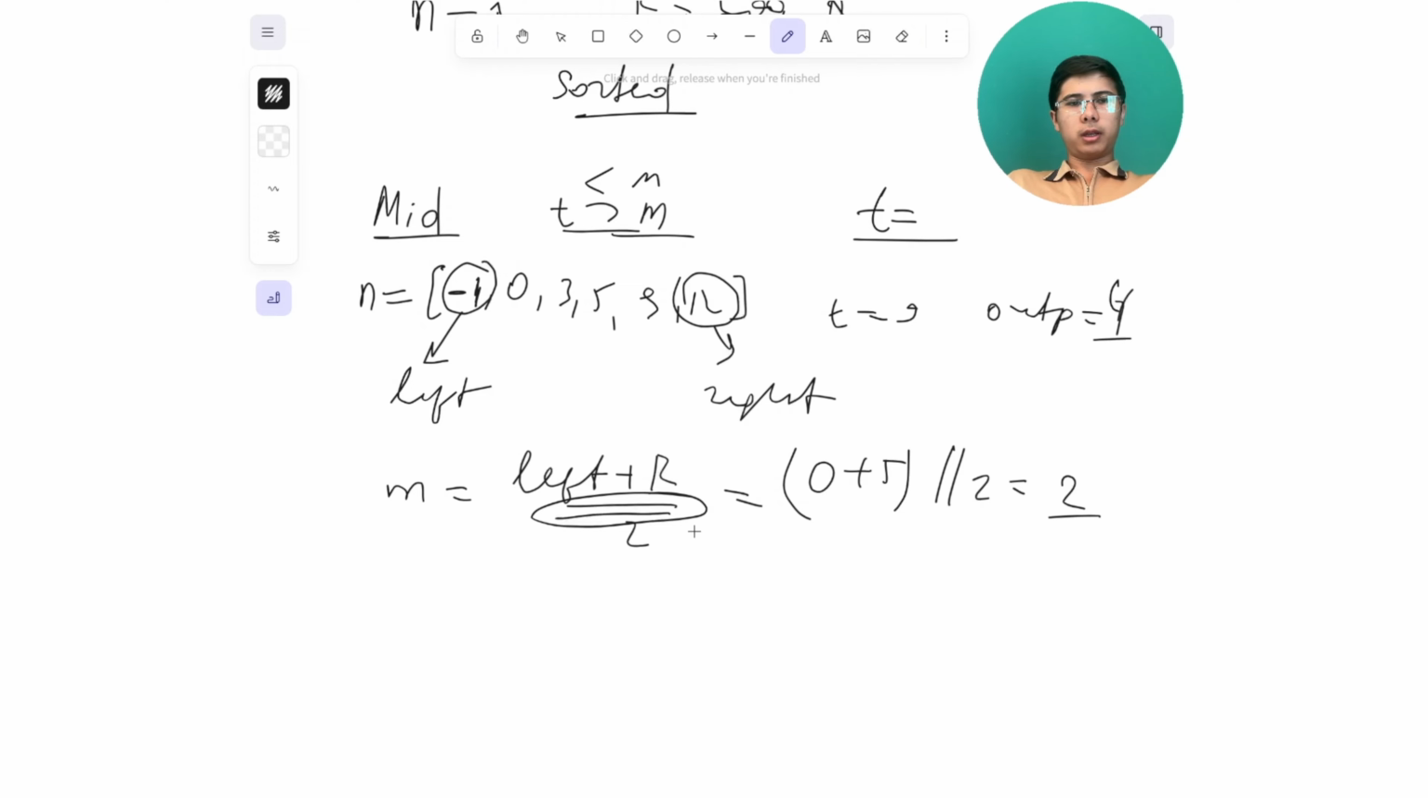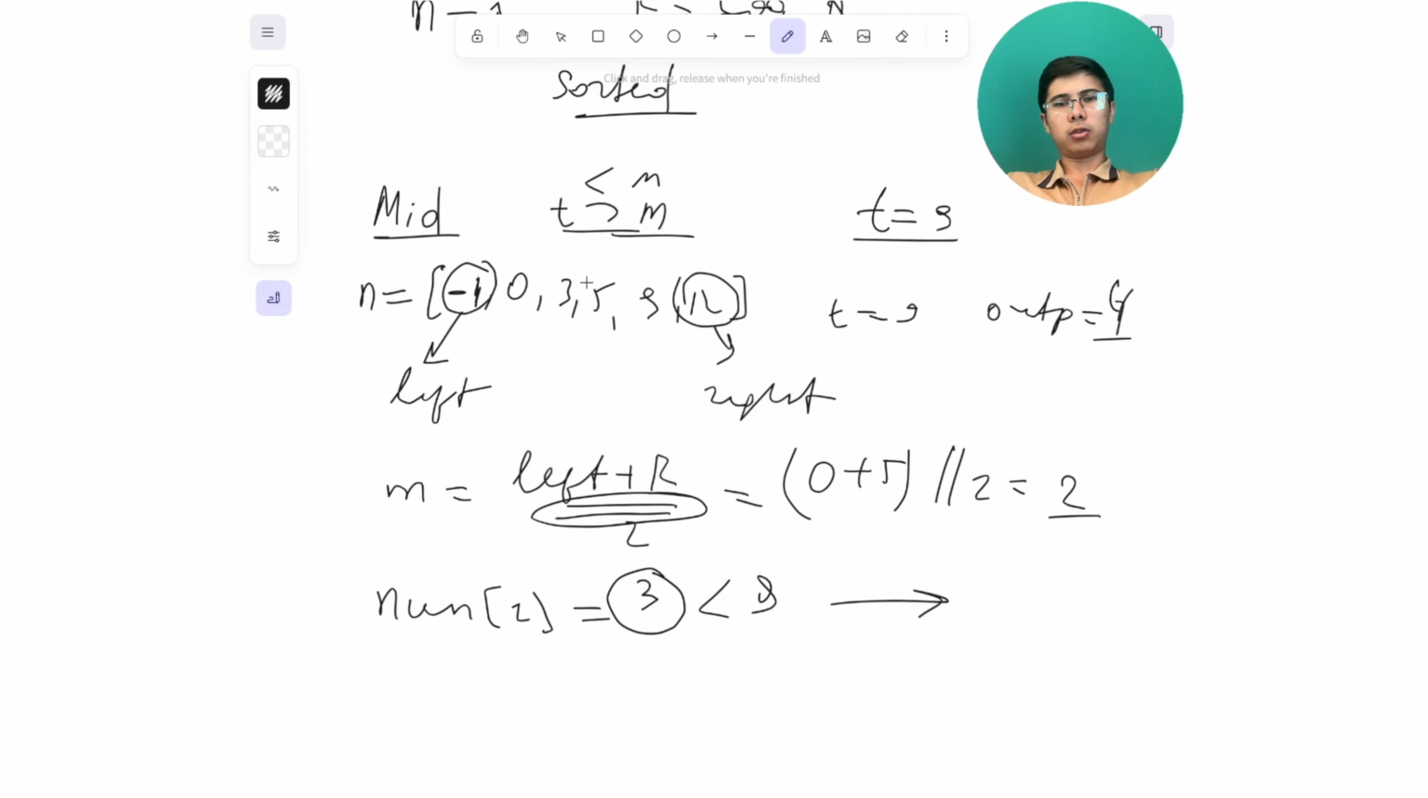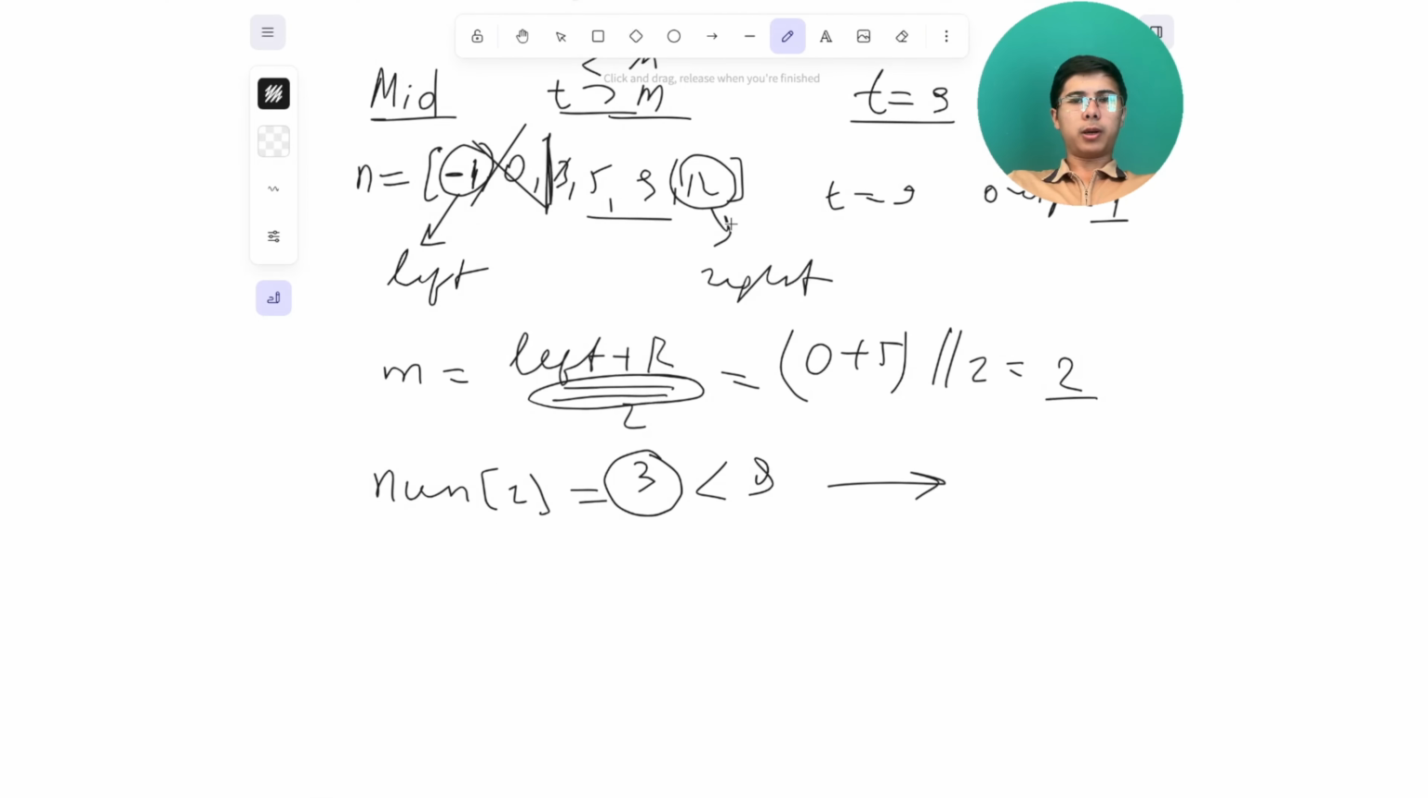That means nums at index 2, which is the element 3. We see 3 is smaller than 9. This is smaller, which means we need to go to the right side. We just ignore the other side, and even the 3 as well. In the remaining part, we can start from the third index.